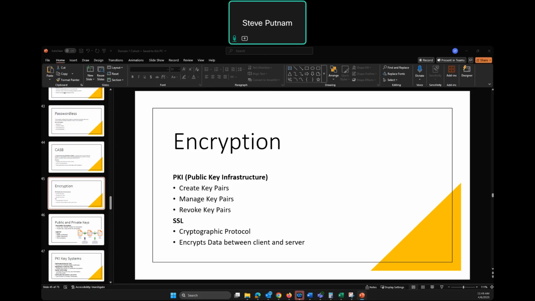So what's SSL? Well, it's a cryptographic protocol and it encrypts data between the client and the server. So when you look at websites that are secure on your browser, any data transmitted between a browser and a server is done with SSL. The purpose of it is to secure that data and protect it against man-in-the-middle attacks, and ensure privacy and data integrity.